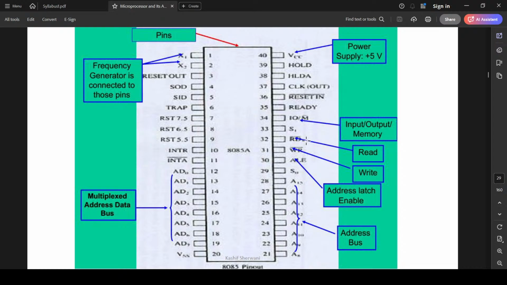We have S1, read, write, ALE. Now you can see that at this level, pins 1 to 11 are sorted out, and 30 to 40 are sorted out. These two are yapping. Then we have all the addresses from AD0 to AD7 and VSS. So AD0, 1, 2, 3, 4, 5, 6, 7 and VSS. VSS is, I think, ground.